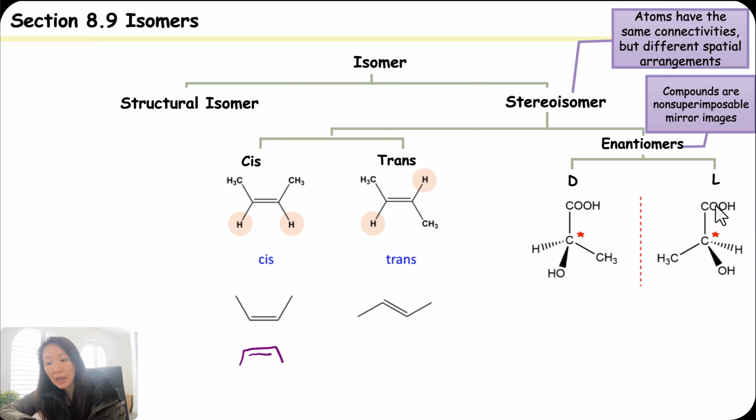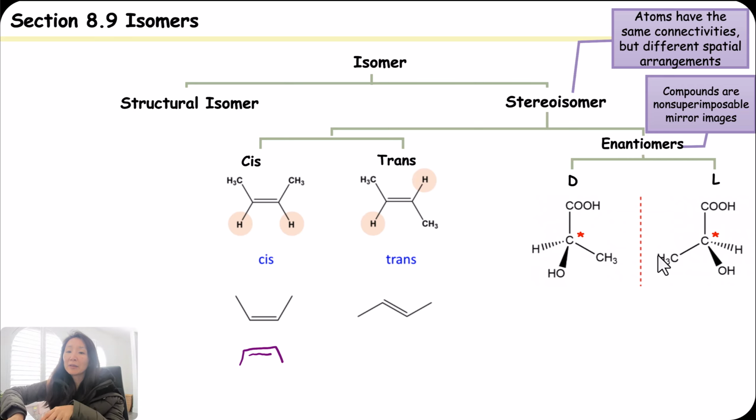COOH, COOH, CH3, CH3, OH, OH, and H, H. So what is different is that the orientation is different, the mirror image of each other. So imagine this dashed line as a mirror. So they're looking kind of together.